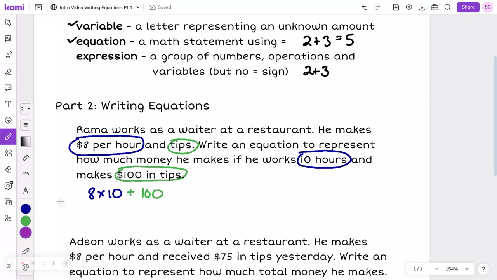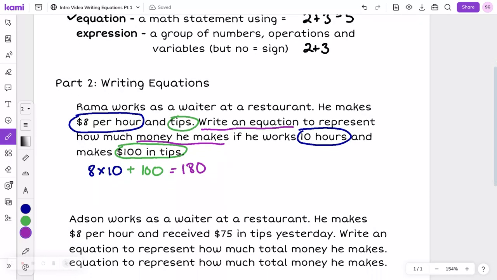I went ahead and circled our important information. We know he makes $8 per hour and he worked 10 hours. That describes multiplication. I need to do $8 times the 10 hours. He also makes $100 in tips. That's money he also makes, so I would want to add $100. The directions tell me to write an equation to represent how much money he makes, and so my equation would just be what this equals. I know 8 times 10 is 80, and 80 plus 100 is 180. This equation right here is where a lot of us start as math students.